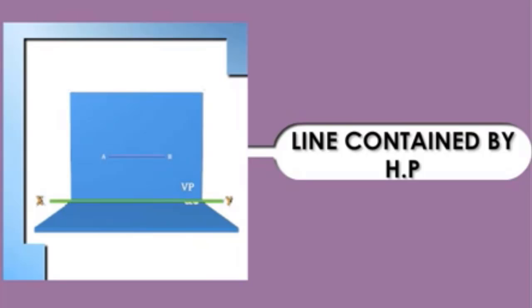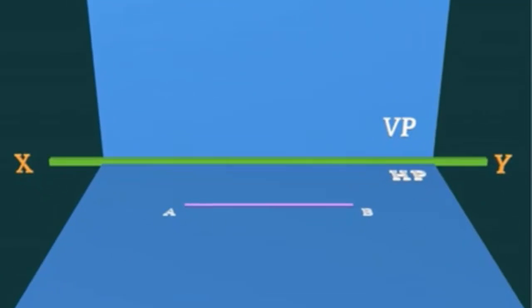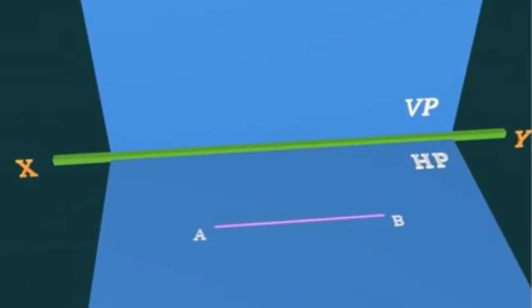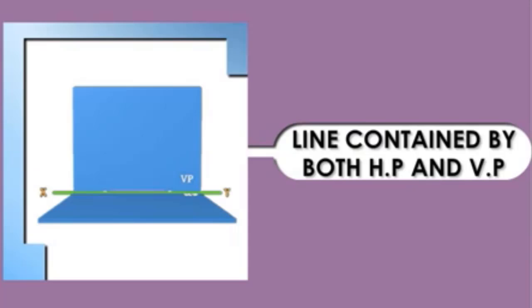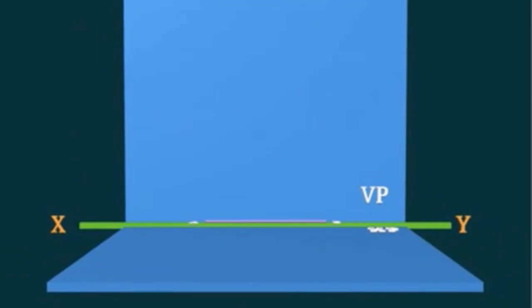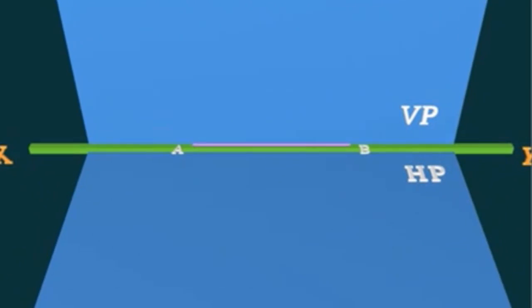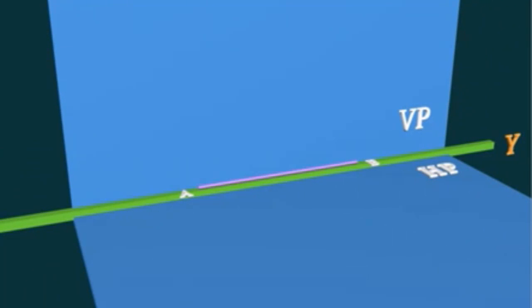Line contained by HP. In this, we will see how the projections of a line will be when it is contained by HP. The front view will lie on the XY line and the top view will show the true length. Line contained by both HP and VP. In this, both front view and top view will lie on the XY line.